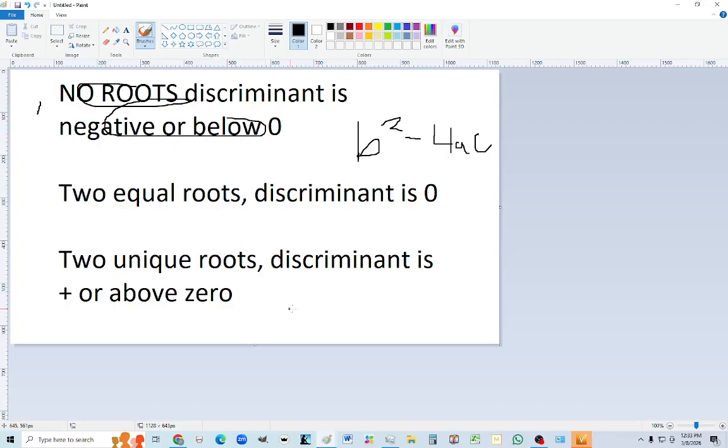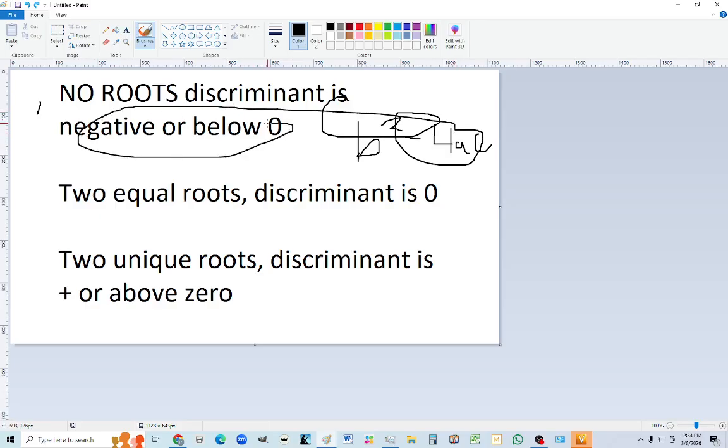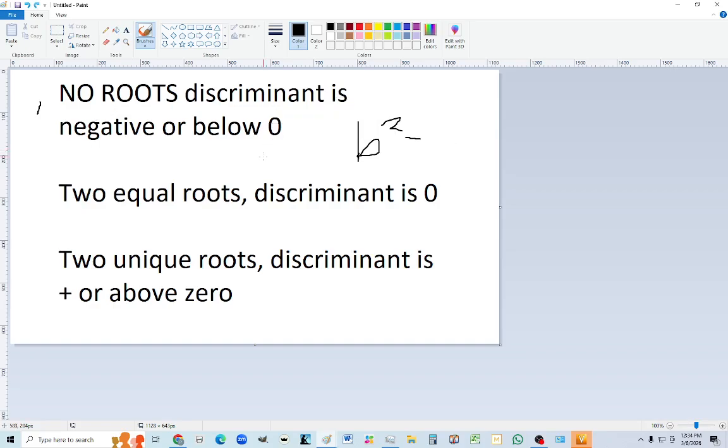This happens when the parabola is above the x-axis, so it doesn't cross the x-axis, or below the x-axis. And when you do b squared minus 4ac, you get a negative number. And that tells you instantly not to continue, that the parabola does not have x-intercepts.